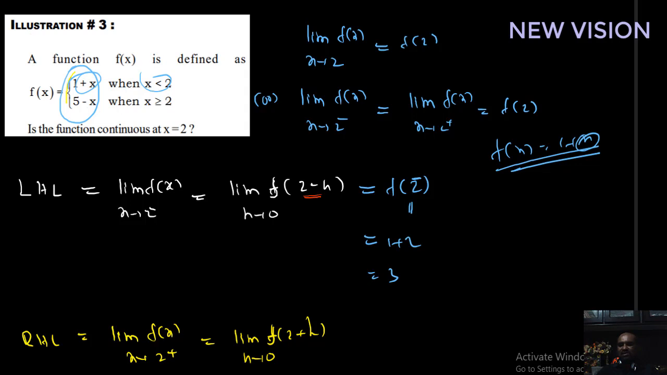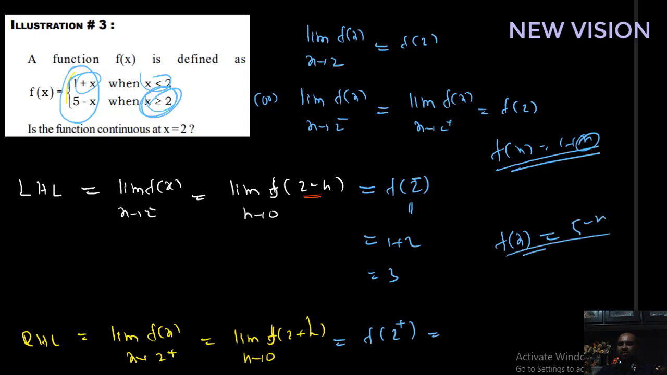Yeah, this is another way I can say f of 2 plus. Now onwards, f of 2 plus means RHL, and f of 2 minus means LHL at 2. So to find the value of f of 2 plus, first of all identify the functional rule for the values of x greater than or equal to 2. The functional rule is 5 minus x.